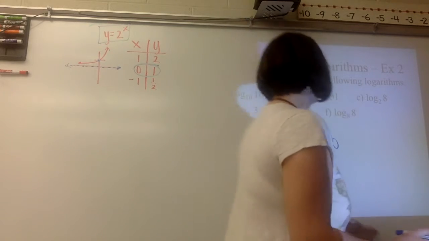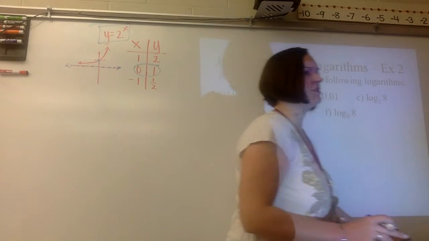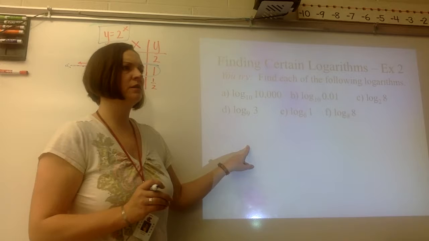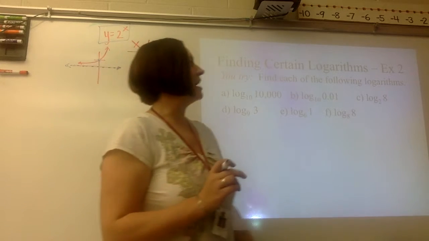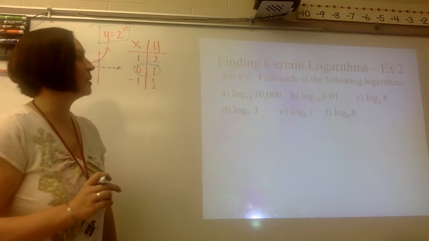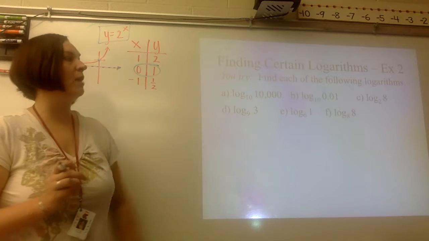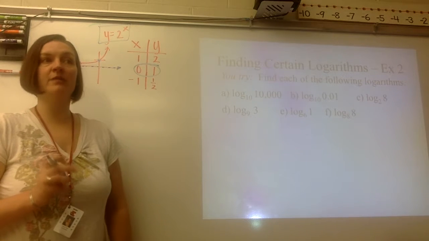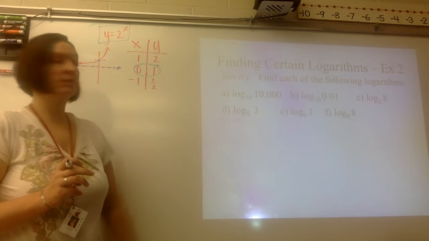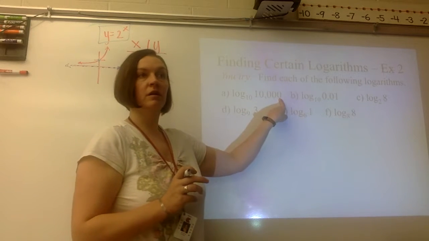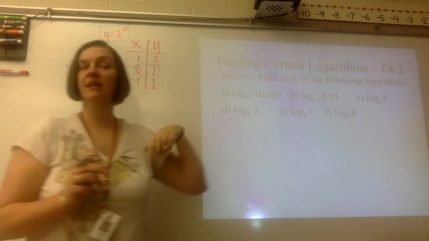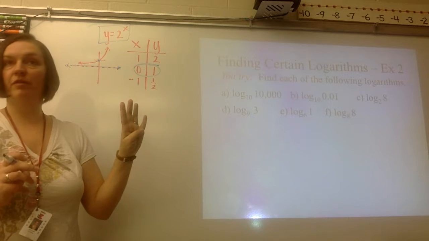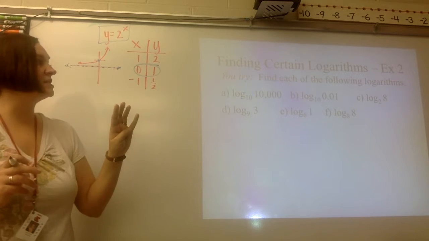All right, now, do you have these examples in your notes? Is this where your notes start? Yes. Okay. So finding certain logarithms, this is our first part. Find each of the following. 10 to what power gives me 10,000? Count the zeros. How many zeros? 4. So it's 10 to the 4th. Okay, so the first answer is 10 to the fourth.